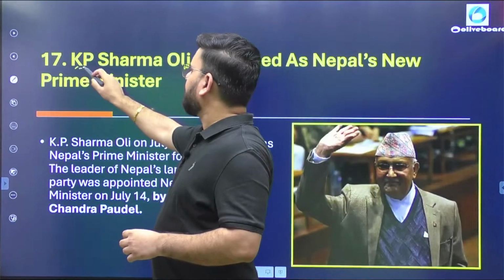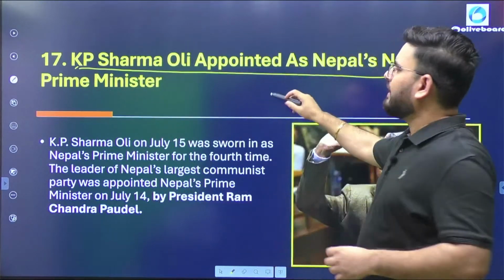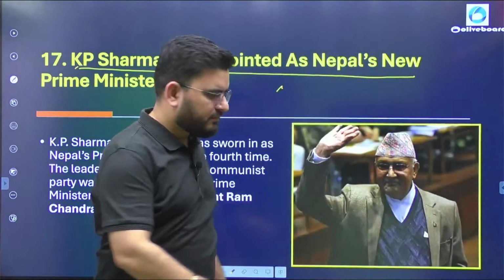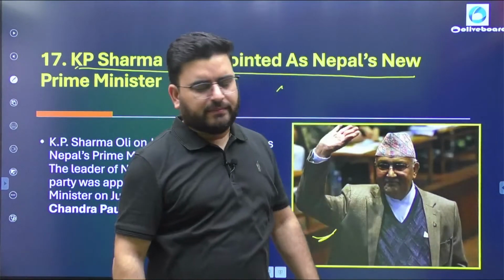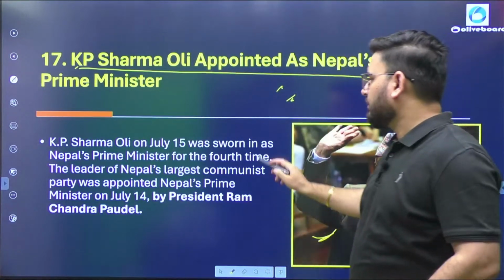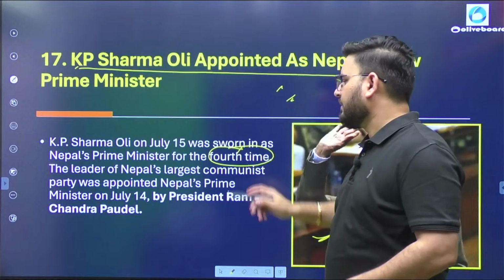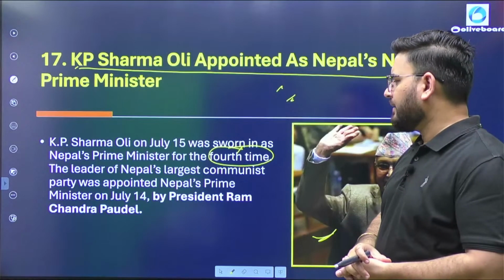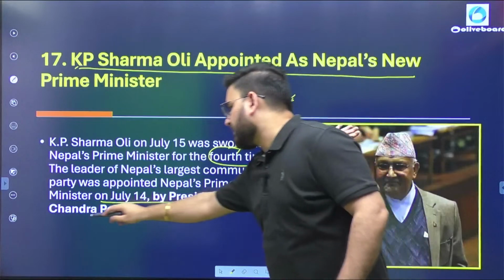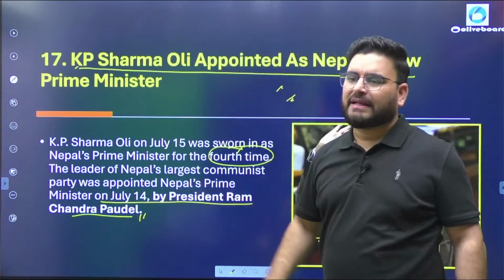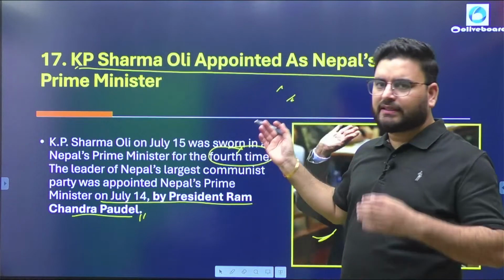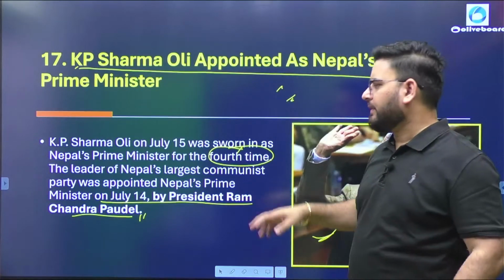Now coming to the next news: KP Sharma Oli appointed as Nepal's new Prime Minister. So he is Mr. KP Sharma Oli. He has become the new Prime Minister of Nepal for the 4th time, right? He was appointed by the President, Mr. Ramchandra Paudel, the President of Nepal. So remember these two persons, the Prime Minister of Nepal and the President of Nepal.